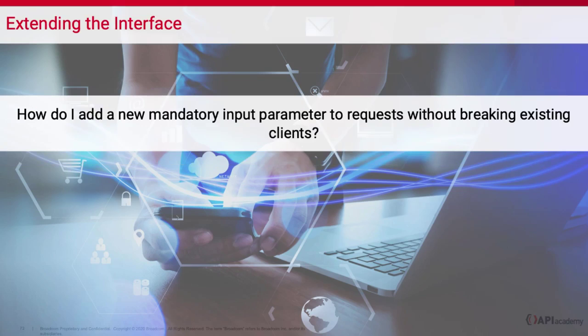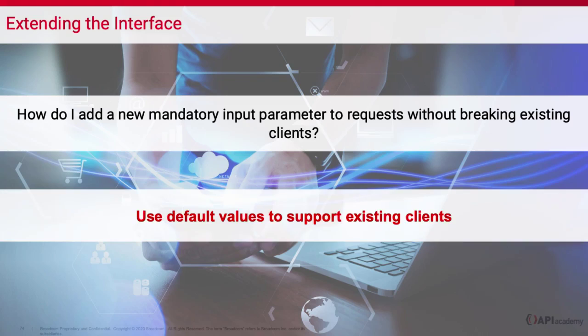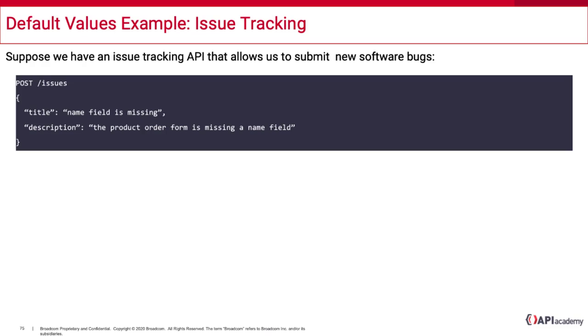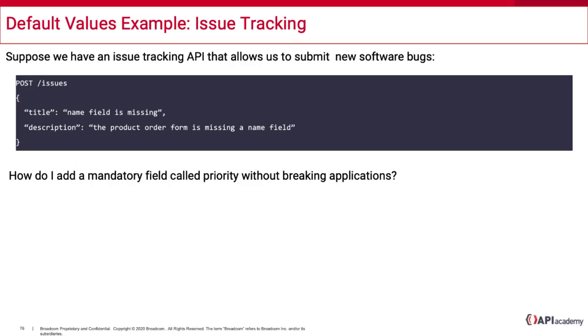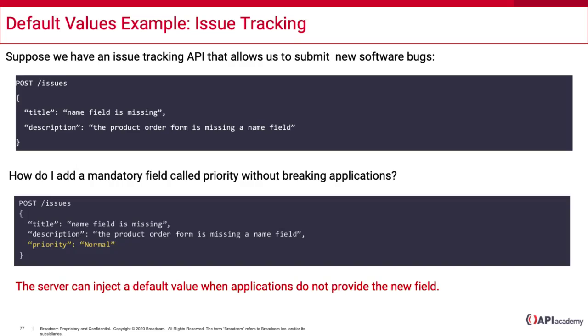How do I add a new mandatory input parameter to requests without breaking existing clients? You can use default values to support existing clients. Suppose we have an issue tracking API that allows us to submit new software bugs. How do I add a mandatory field called priority without breaking applications? The server can inject a default value when applications do not provide the new field, so that issues default to normal priority.